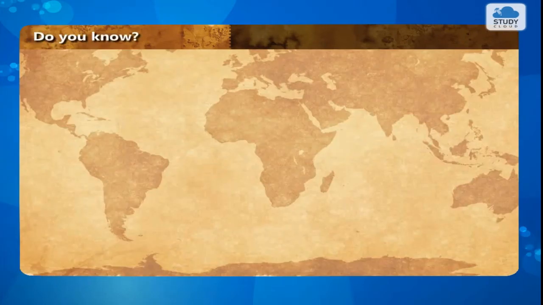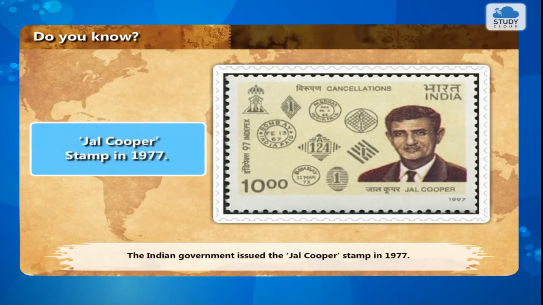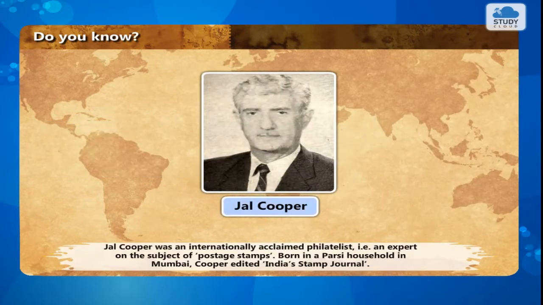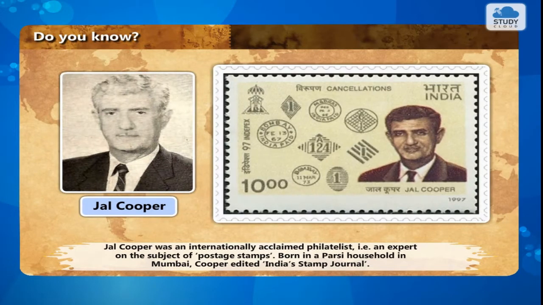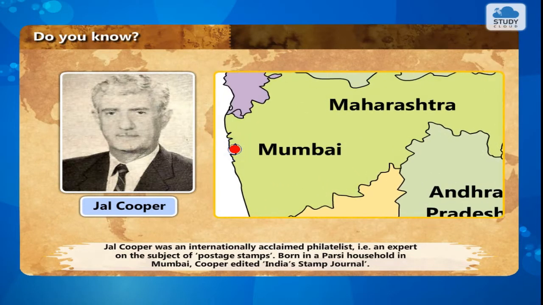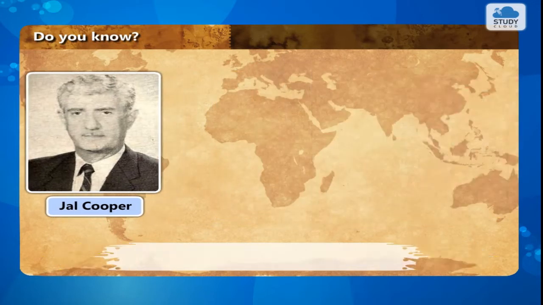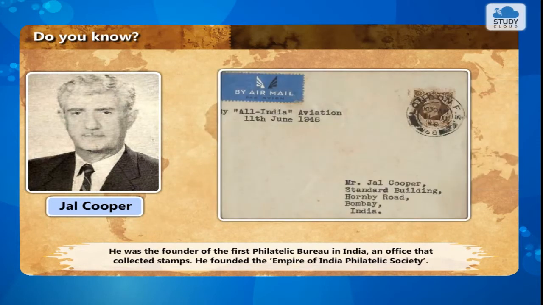Do you know? The Indian government issued the Jal Cooper stamp in 1977. Jal Cooper was an internationally acclaimed philatelist, that is, an expert on the subject of postage stamps. Born in a Parsi household in Mumbai, Cooper edited India's Stamp Journal. He was the founder of the first philatelic bureau in India, an office that collected stamps.